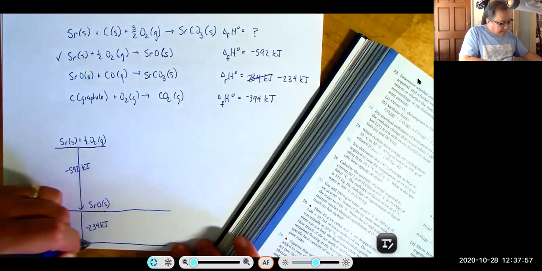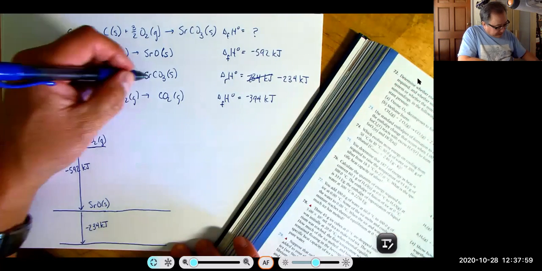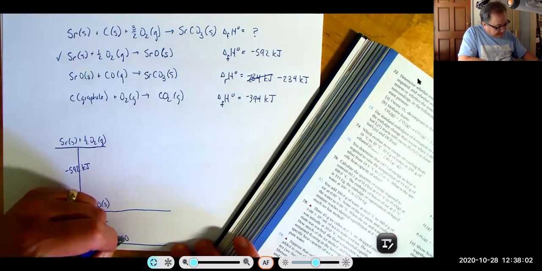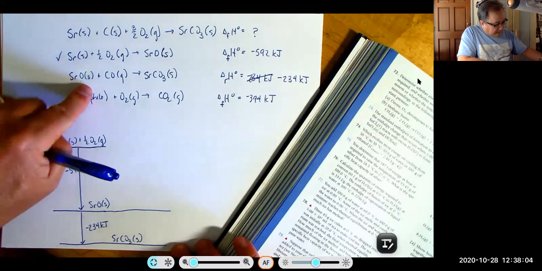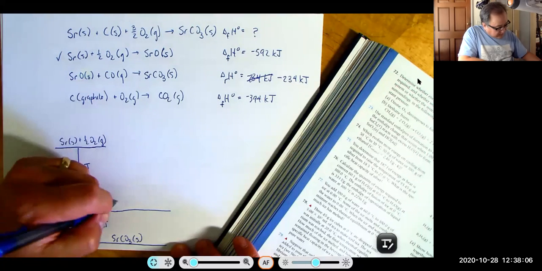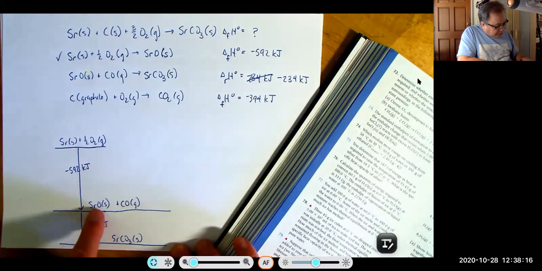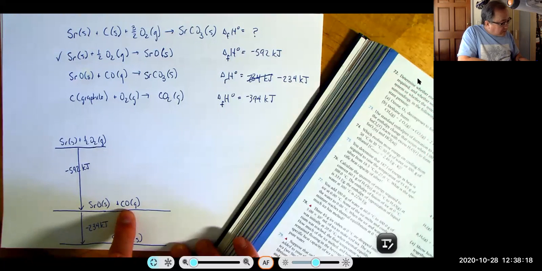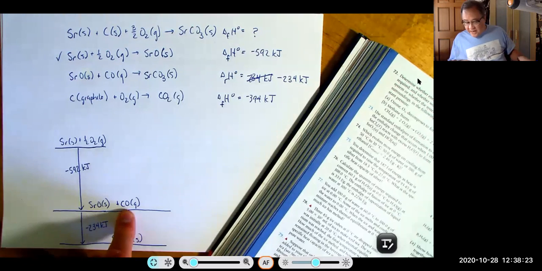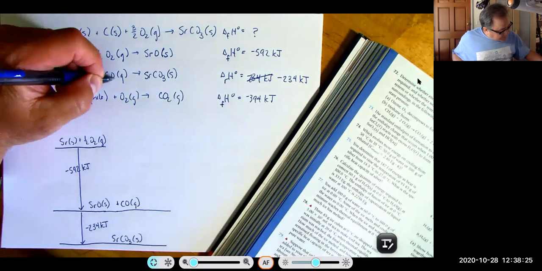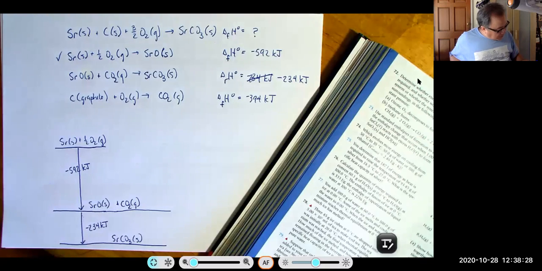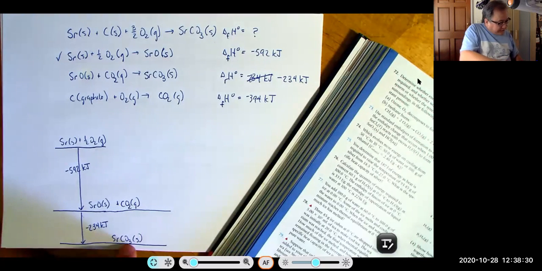And what do I put at the bottom? The products, SrCO3 solid. And up here, I have to put in CO gas. So this is all balanced. One strontium, one strontium, one carbon, 1, 2. What am I missing here? Oh, I wrote the equation down incorrectly. This is supposed to be a 2. So that's a 2. So 1, 2, 3 oxygens, 3 oxygens.